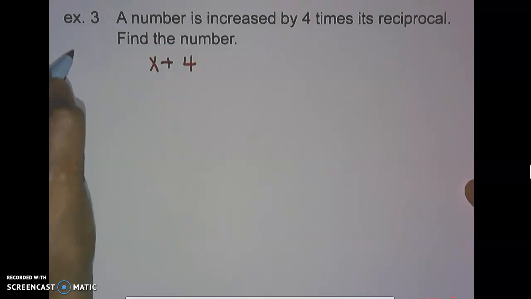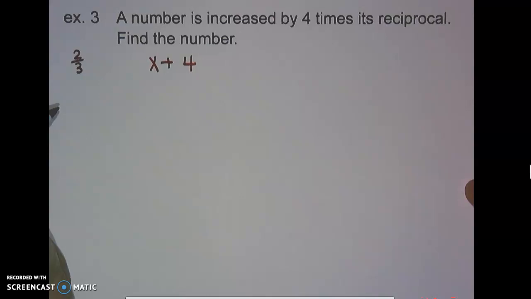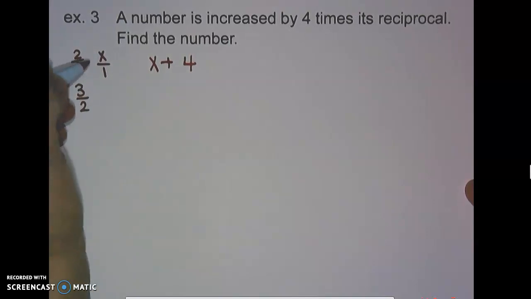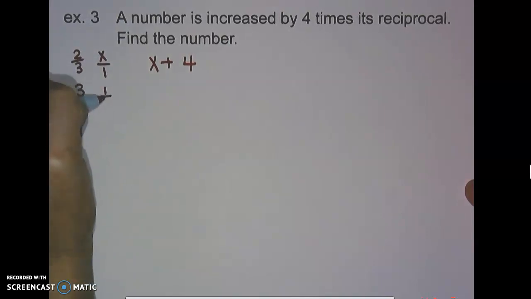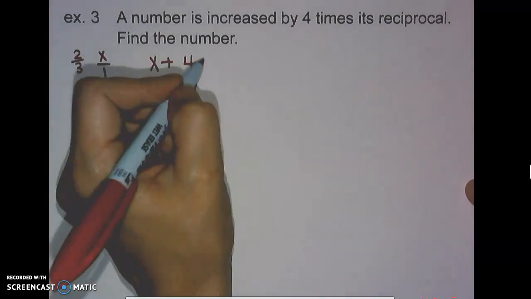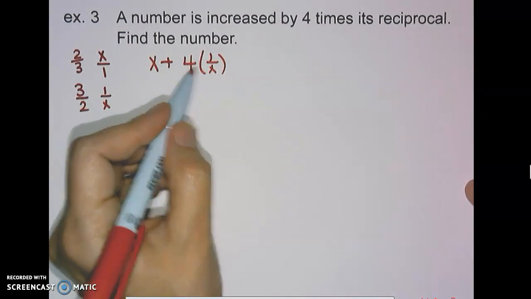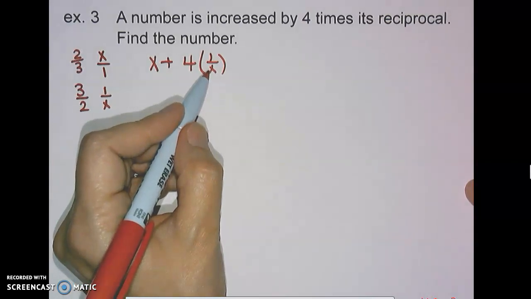So let's go over here for a second. If I give you 2/3, the reciprocal of 2/3 would be 3/2. So here, to get from 2/3 to 3/2, we just flip that fraction. So if x is our number, and that's over 1, to get to the reciprocal, we have to flip that and make it be 1 over x. So we're taking a number increased by 4 times its reciprocal.